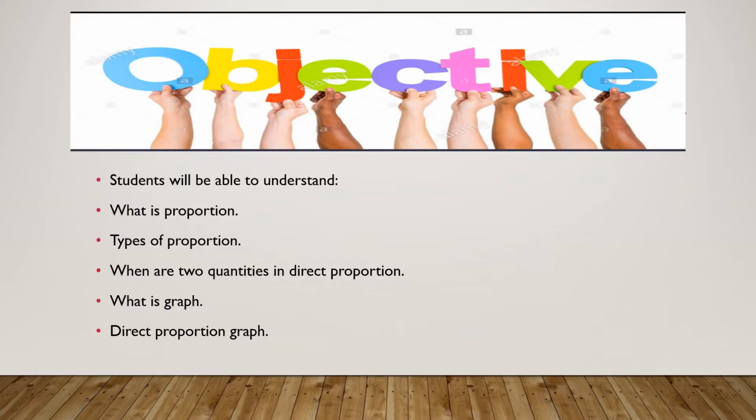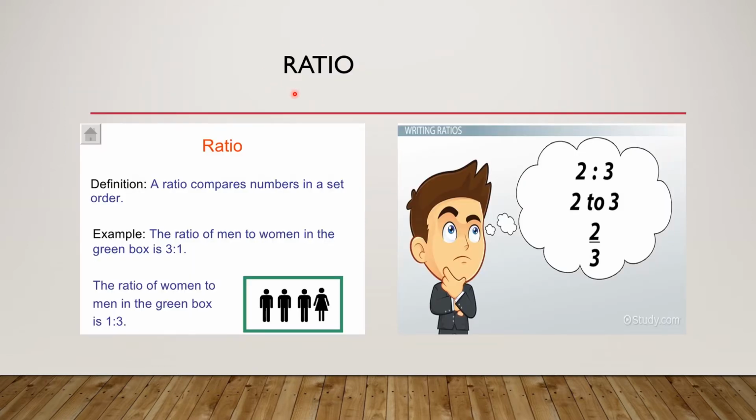So, the objective of today's lecture is that you will be able to understand what is proportion, types of proportion, when are two quantities in direct proportion, what is a graph, direct proportion graph. Ratio, as you have read a lot about it in your previous classes, how you can change a ratio into a fraction form, what is a fraction and each and everything. I'm just going to give you a basic concept of it.